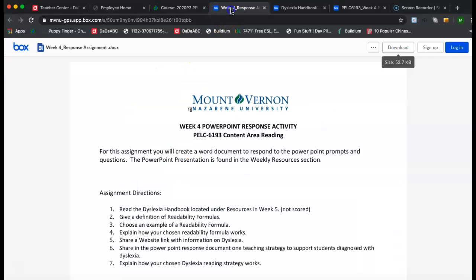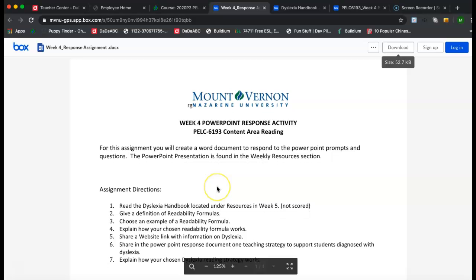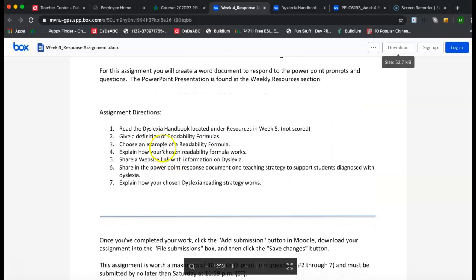PowerPoint response activities this week. Number 1 is to read through the Dyslexia Handbook, which you're not scored on that. So 2 through 7 are going to be scored on your document. Response 2, give a definition of readability formulas. Response 3, choose an example of a readability formula. Response 4, explain how your chosen readability formula works.